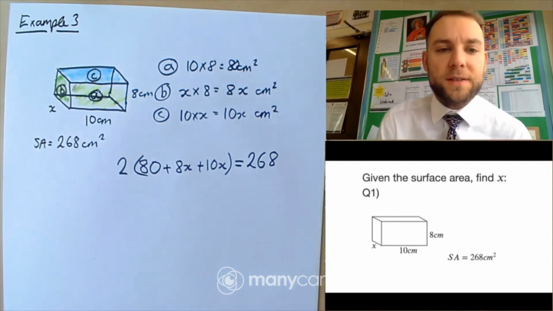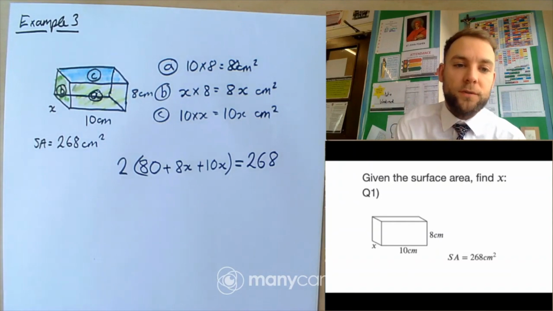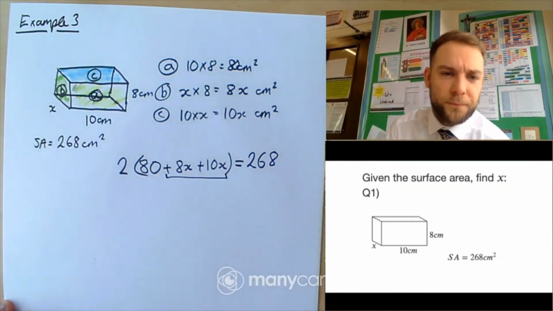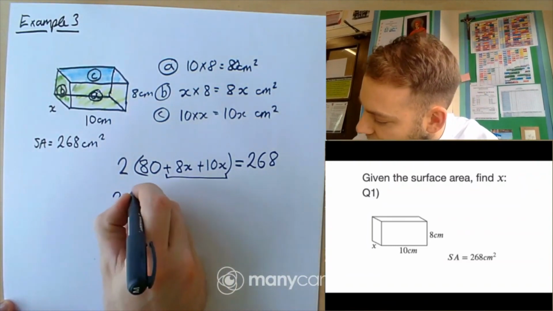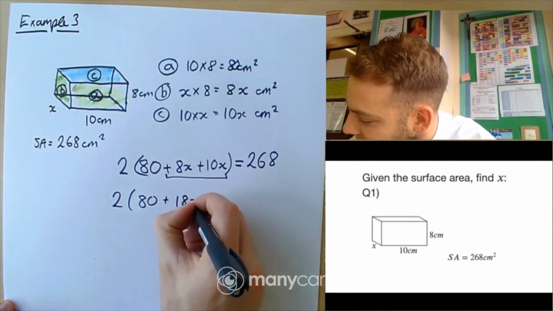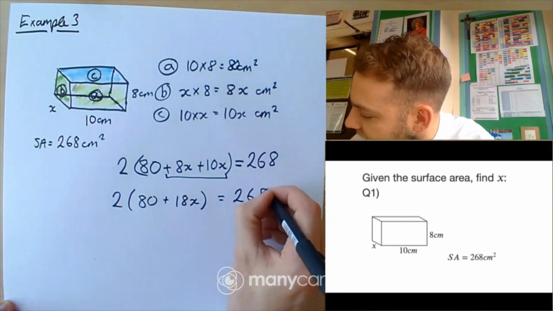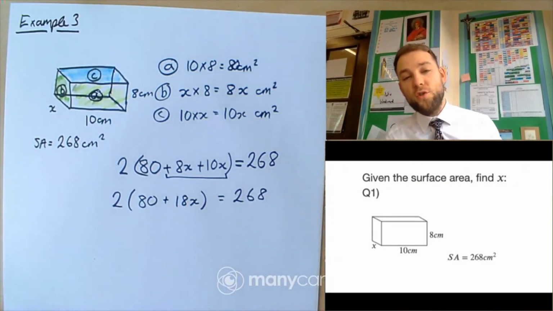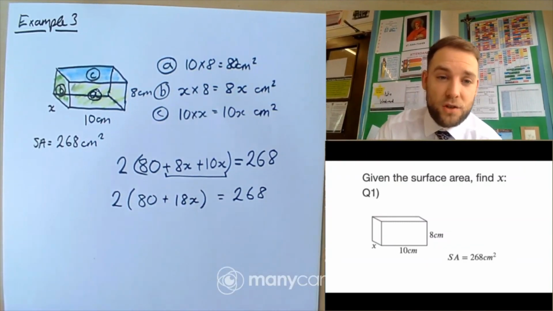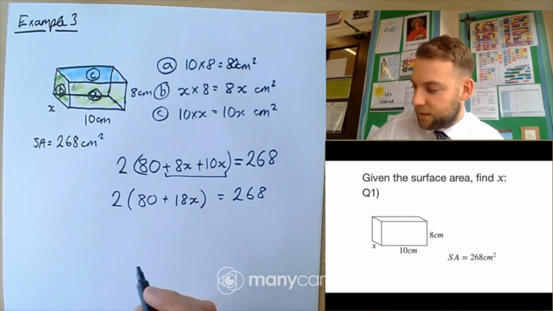So what I need to do with this now is simplify it as much as I can and then work backwards to solve. So the only thing I can do at the moment is bring these two things together. So it's going to be 2 times by 80 plus 8x plus 10x, which is 18x, which is still equal to 268. Now you've got two options here. You can either expand this bracket and then solve, or you can divide by 2, then take away the 80, then take away the 18.